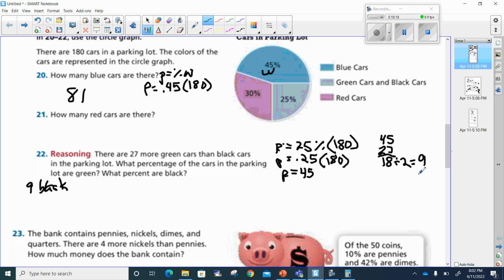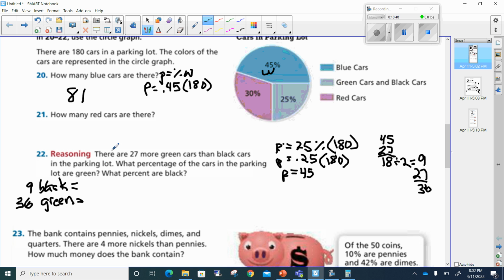And now, since there's 27 more that are green, I'm going to add 9 to 27. That's going to give us 36. So 36 that are green. That's not what the question asks. The question asks what percentage of each of these would there be?